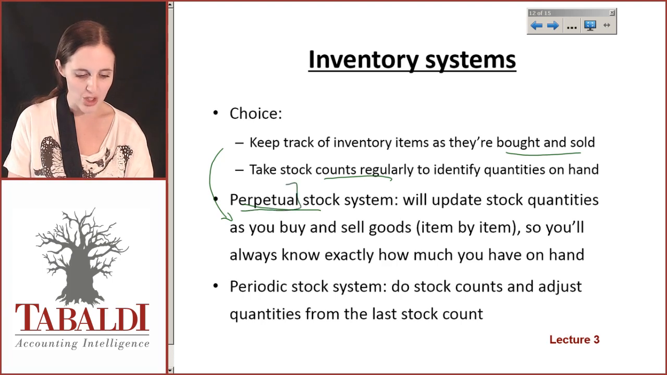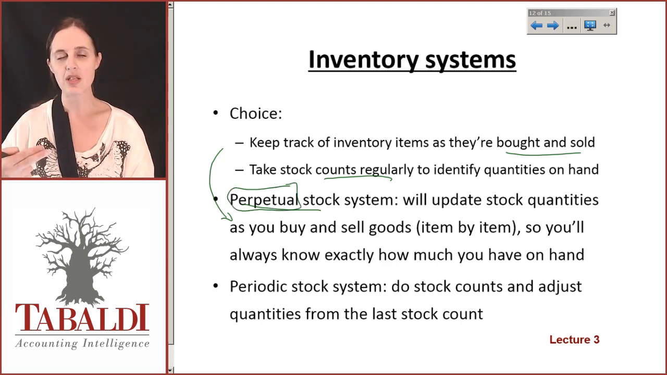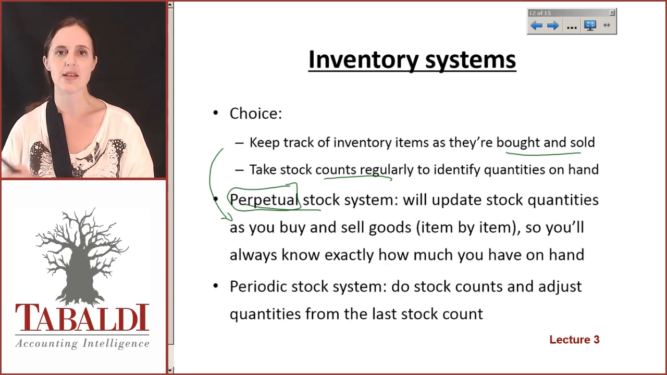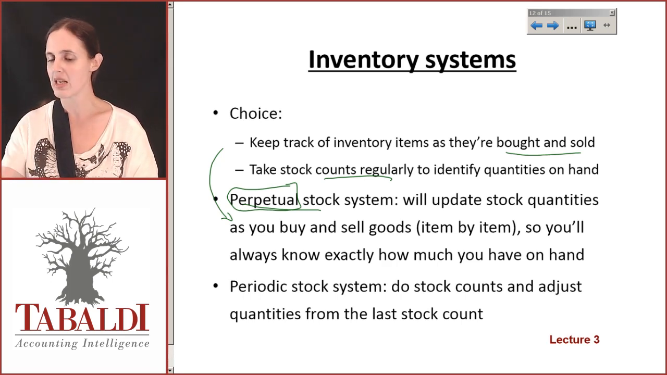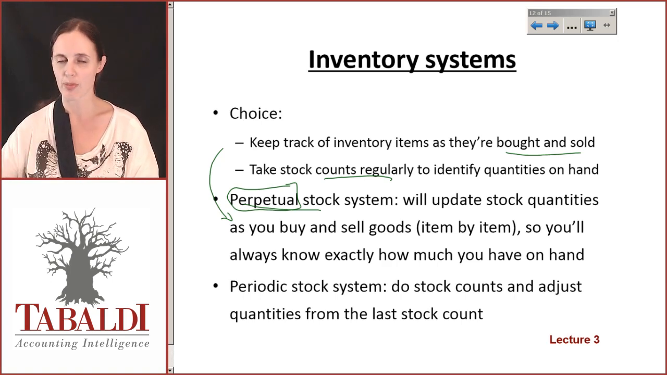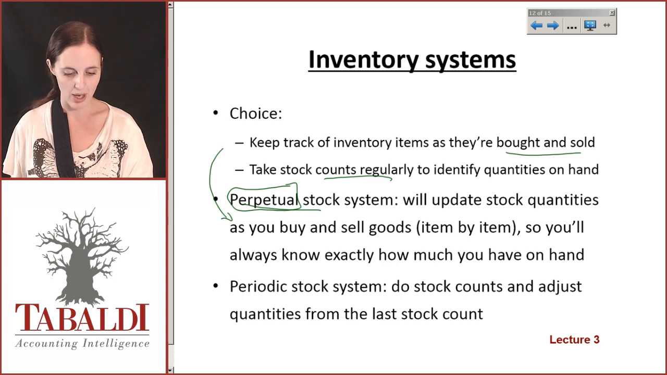The word perpetual, the very word means continual. Perpetual means it's something that happens all the time. So your stock amount and your stock quantity in your system is updating itself all the time. If you sell something, it immediately takes that item out and says you don't have that anymore. If you purchase something, it puts your stock item in there. At any point in time, you know exactly how much you have.